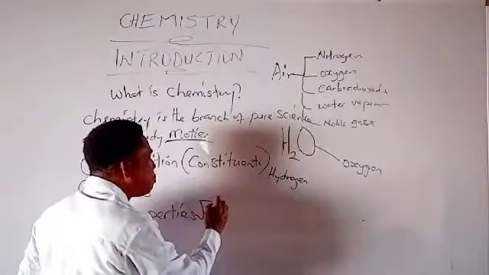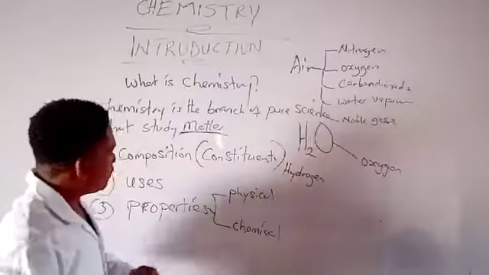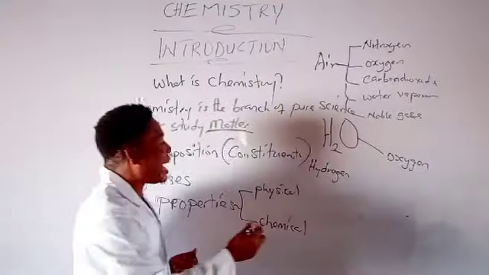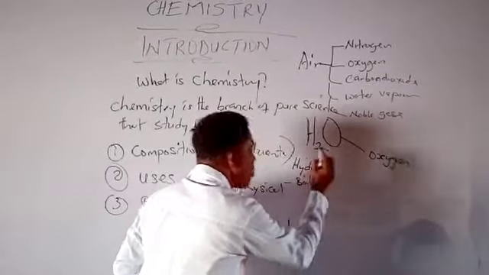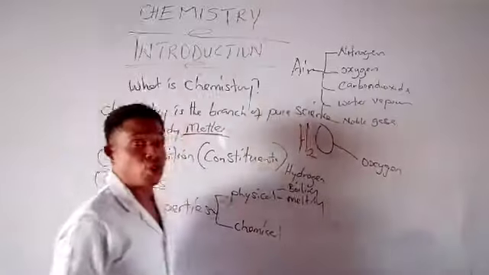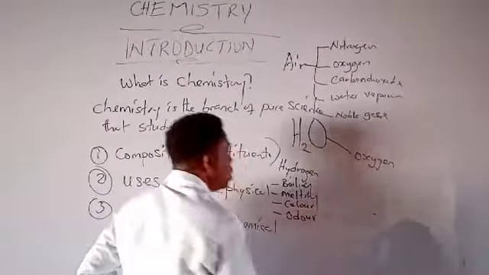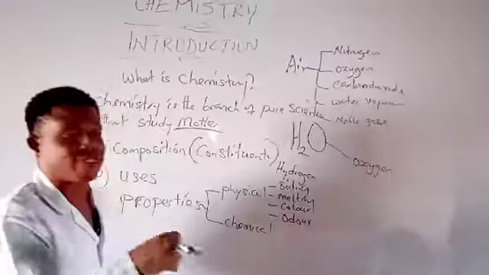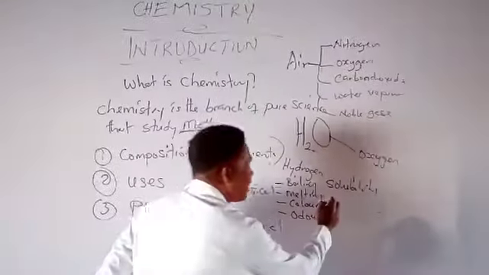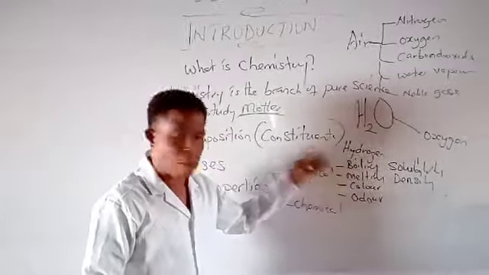And these properties could either be physical properties or chemical properties. The properties we study in chemistry are physical and chemical properties. Physical property has to do with, number one, the boiling point of the matter. Number two, the melting point. Number three, the color. Number four, the odor. Number five, the solubility. Is that particular matter soluble in water or not? We talk about the density of matter. All this has to do with the physical property of matter.